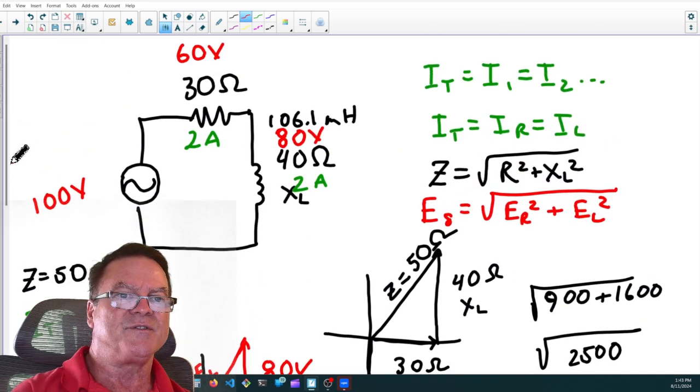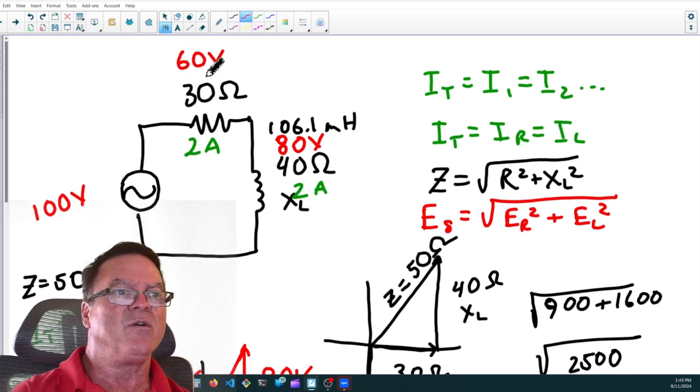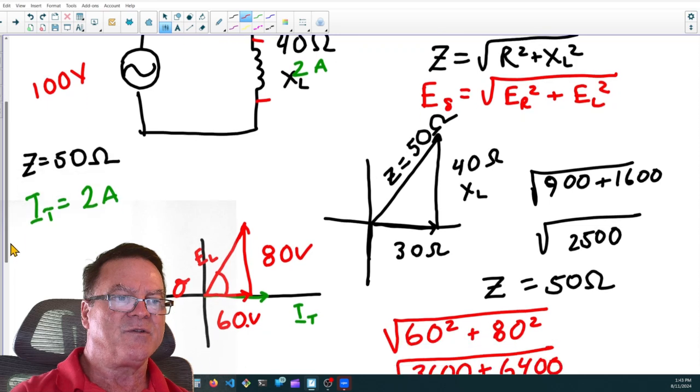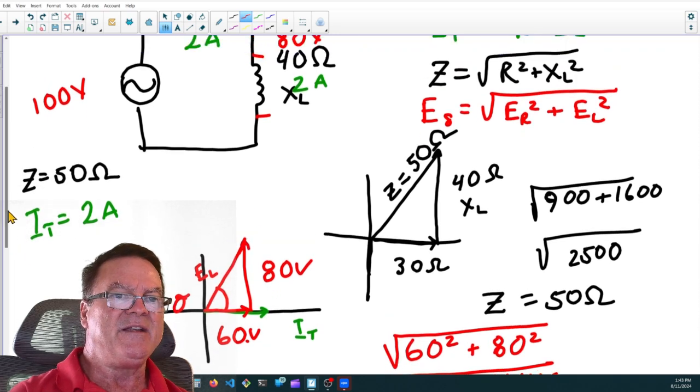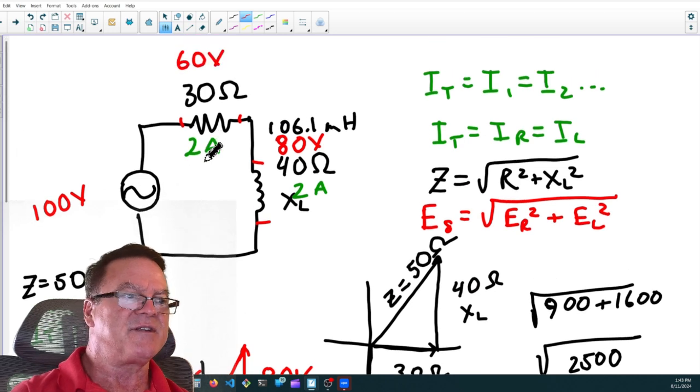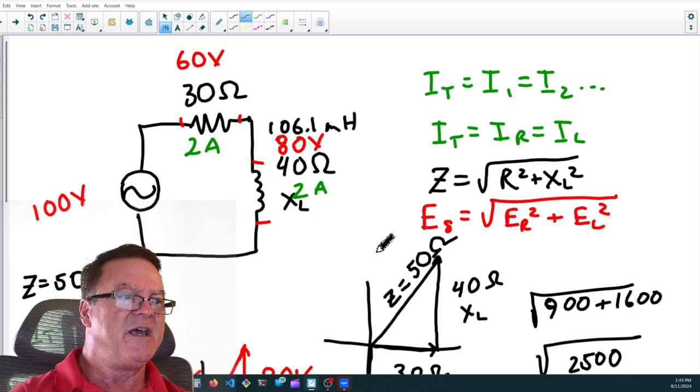It's 100 volts. So I end up having 60 volts dropped across my resistor and 80 volts dropped across my inductor. And I have 100 volts total added vectorially. That all works. And my impedance triangle says the same thing about the impedance. I have 30 ohms of resistance and 40 ohms of inductive reactance, and I ended up with 50 ohms of impedance, the total opposition to current flow.